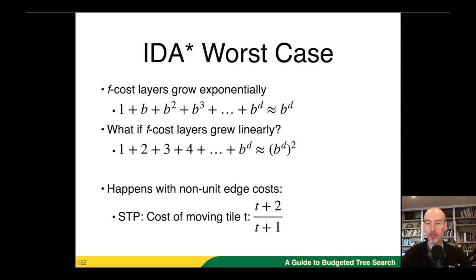And what we're going to do is take the sliding tile puzzle, and we're just going to say that moving different tiles has different costs. So tile t costs (t+2)/(t+1). You could imagine a tile's cost as its weight or something like this. So there are different weights on the tiles, and that's how it's going to affect which tiles we want to move.